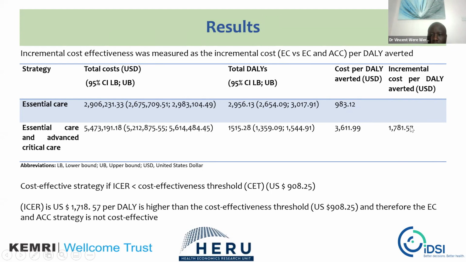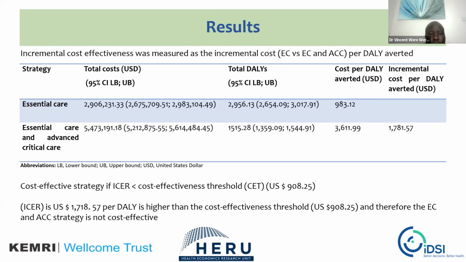So we looked at this 1781 against our GDP for the country. You remember I said that if the ICER is half the GDP, then that study is cost effective. However, you look at 1781, it is much higher. So our conclusion was that the ICER is 1781, which is much higher than the threshold, and therefore investing in essential care is not cost effective. So the advice we are giving the government is that if you go for the ICU care, it's very expensive and it is more than what the country can afford.